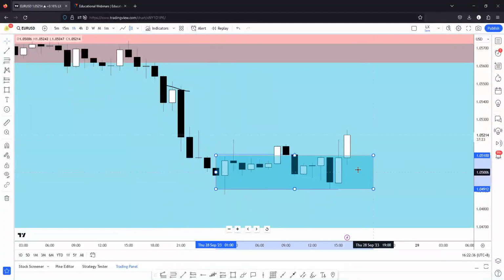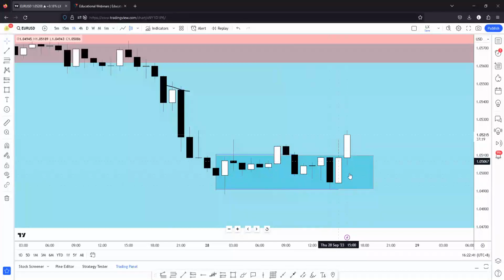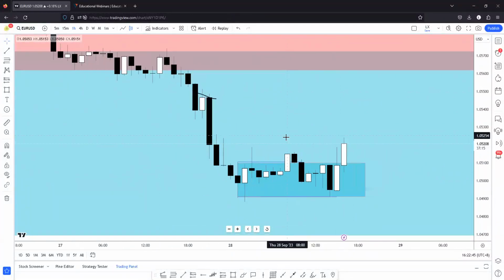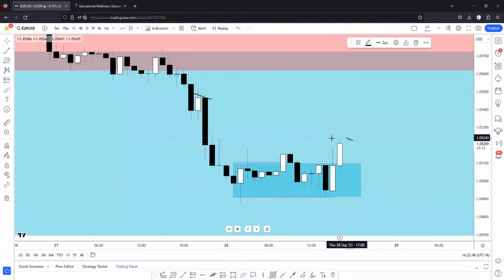So I'll just highlight this zone here. You can see what happened. Price broke to the upside, it came into this zone and it's testing this region. Now, in terms of the 1 hour time frame, you can see this candle. If the candle closed above the previous one, then it creates a demand region.